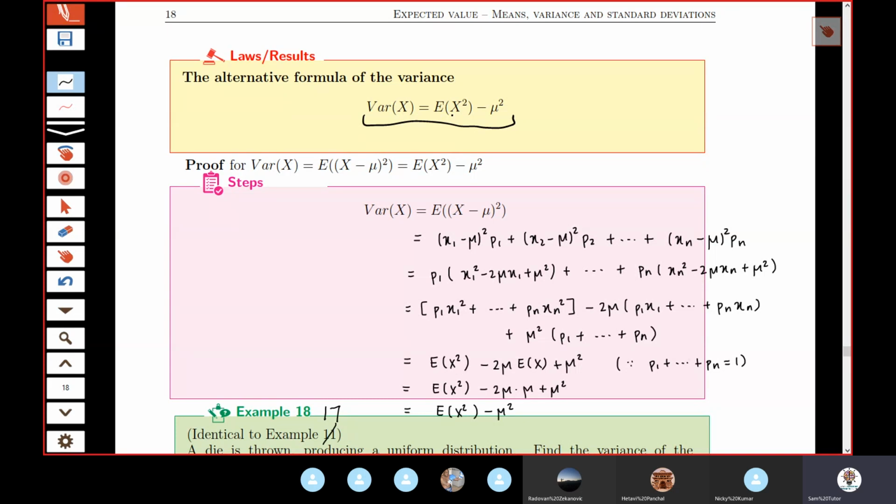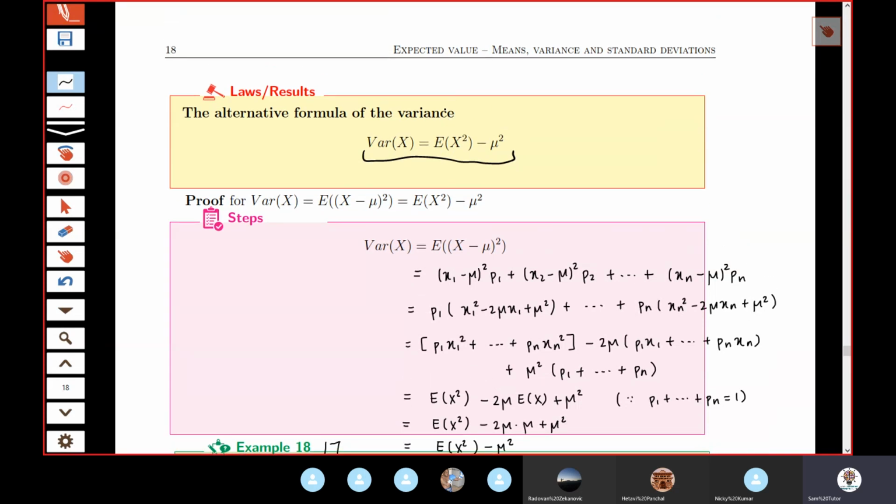E of x squared. Let's recap something. Recall that E of x meant find the sum of your x's multiplied by your probabilities. That's what the expected value of x was. So then E of x squared is actually the sum of x squared multiplied by the probabilities. So it's not that much harder. And then once you work out that sum, you subtract your mean squared.